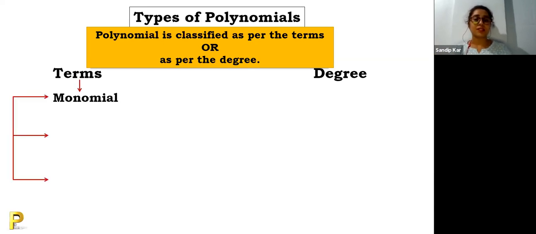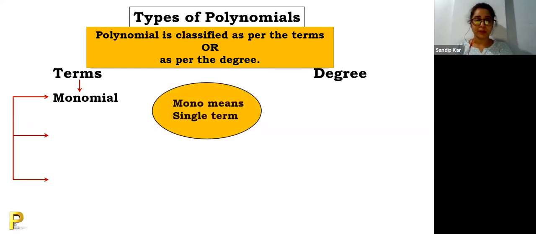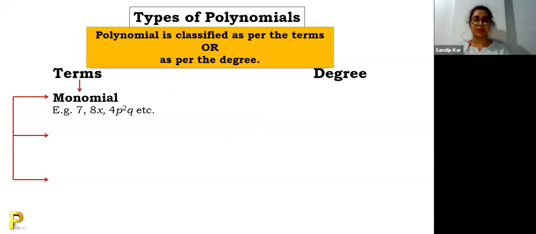The first is monomial. Now what does a monomial mean? Mono means one, single term. So if a polynomial has only a single term, it is a monomial. Here we have some examples: 7, 8x, 4p square cube. These are examples of a monomial.